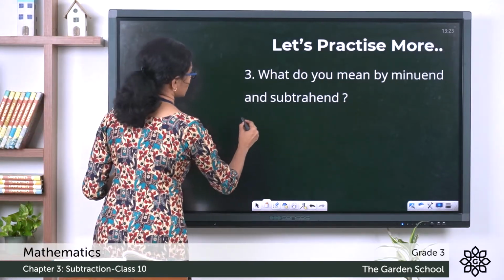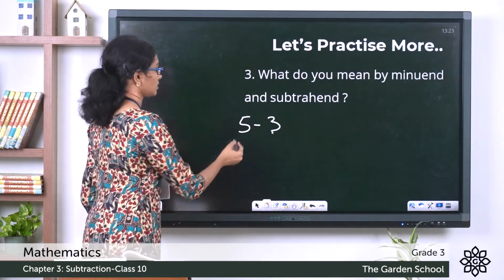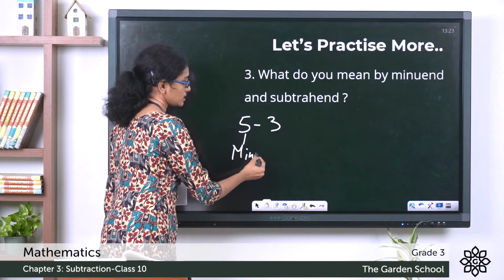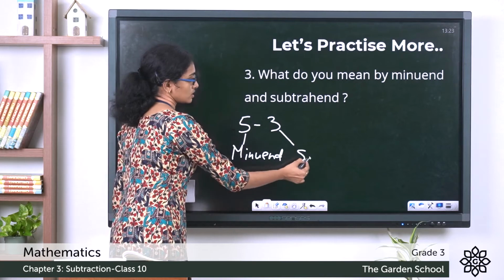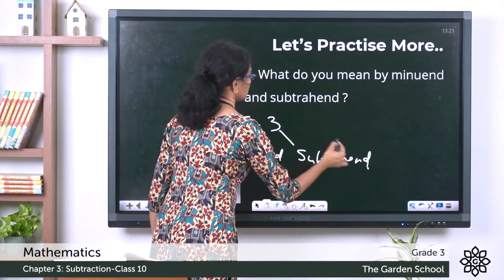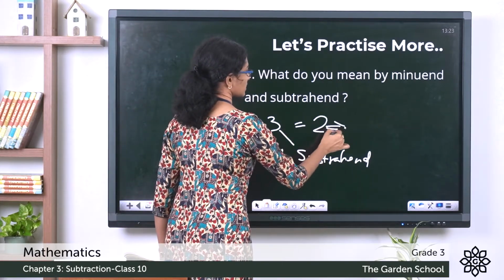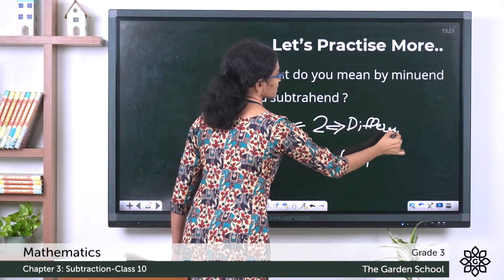So, if you are doing 5 minus 3, which is the bigger number here? This is the bigger number, so this is the minuend, and this is the smaller number, it is 3. So, it is the subtrahend, and the result you are getting, or the answer to the subtraction, is called the difference. So, here the difference is 2. I hope this is clear to you now.